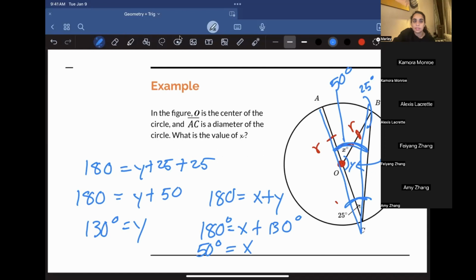Okay, so the example slide. We'll stay on this slide for a little bit.